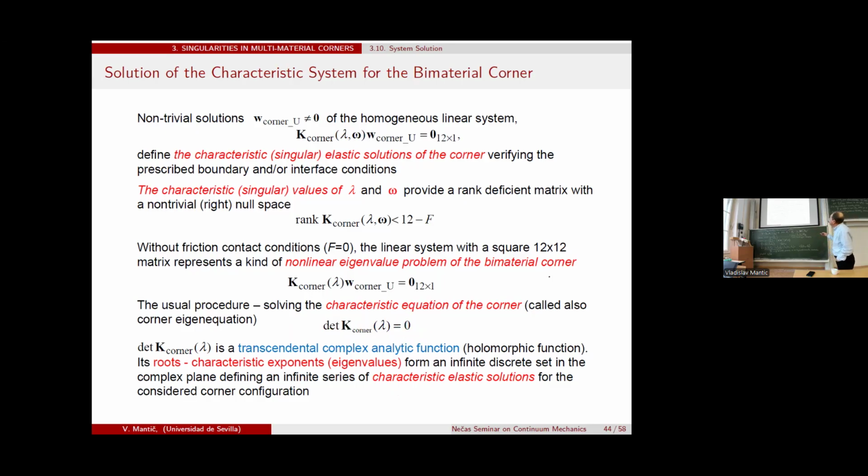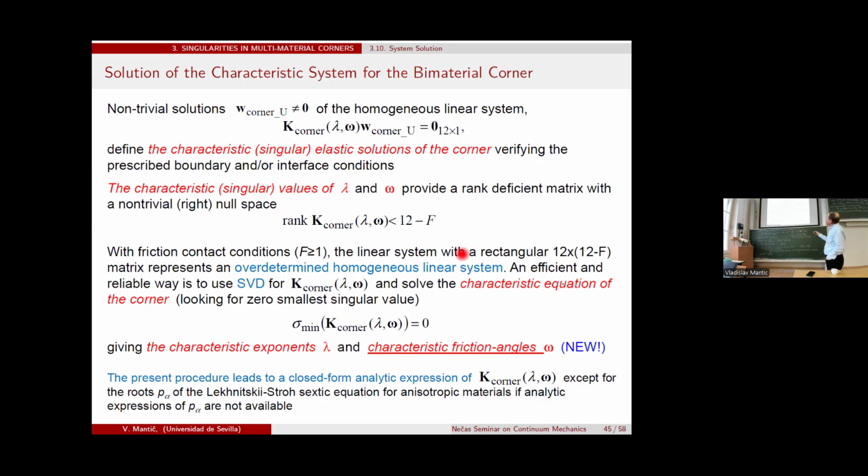But if we have frictional conditions, we have a rectangular matrix, and we need to decrease the rank of this matrix. So we have an overdetermined homogeneous linear system. So we need to look for the minimum singular value. For this, we use singular value decomposition of this matrix, and we look for sigma 1, or sigma minimum, equal to 0. This is the characteristic equation in this problem.